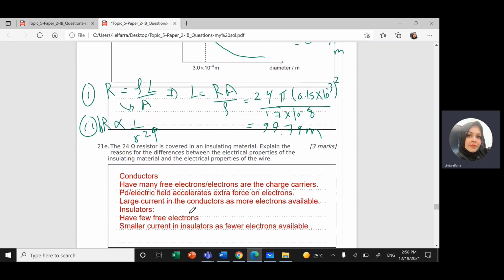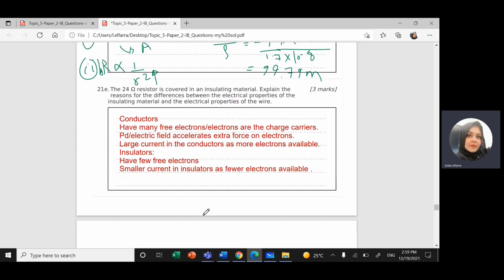Question 21, it's basically to explain the reason for the difference between the electrical properties of insulating material and the electrical properties of the wire. What is the difference between conductors and insulators? You mention all the differences between conductors and insulators.